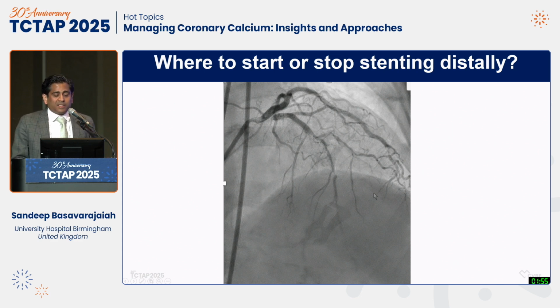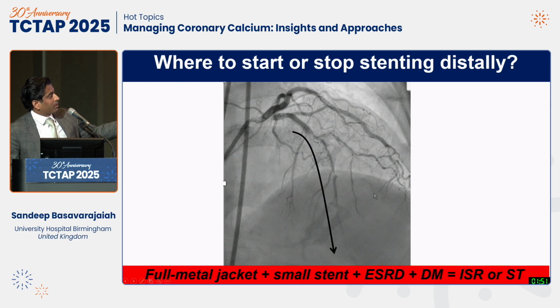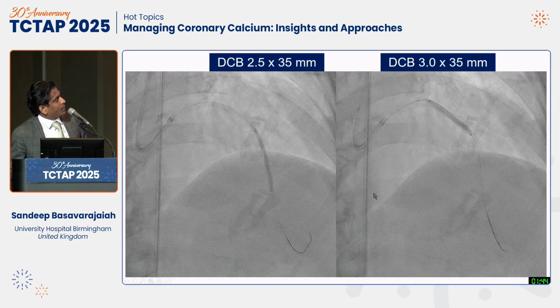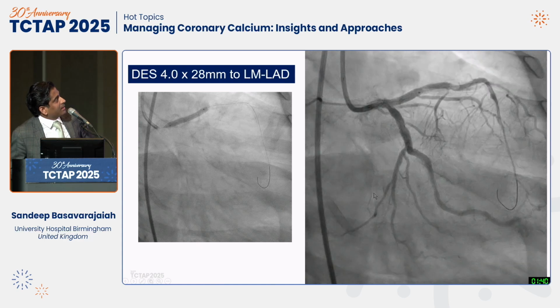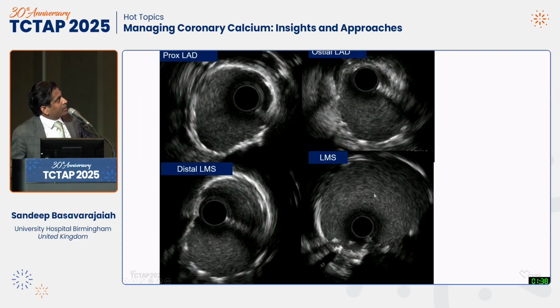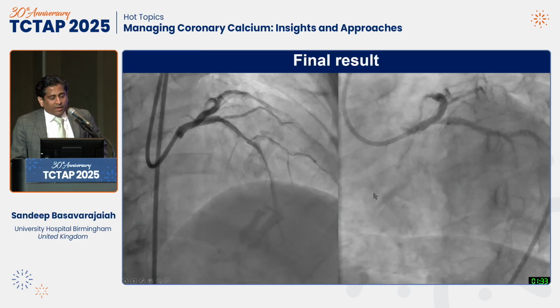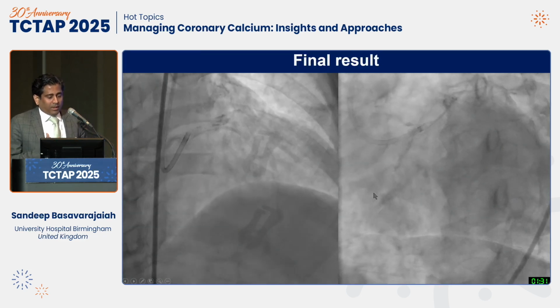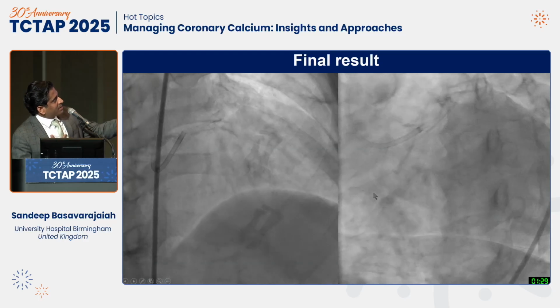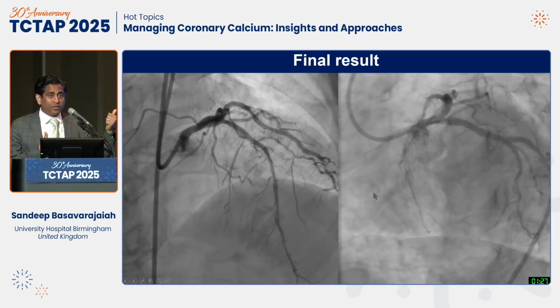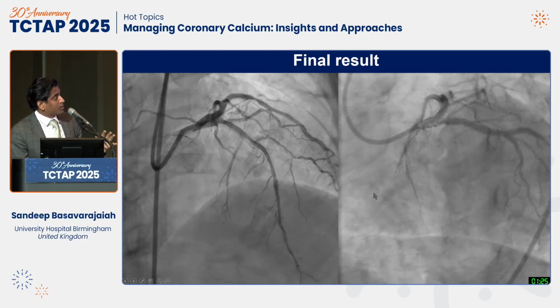So treatment strategy: where would you start and where do you stop here? Because it's diffuse disease, and she's got renal failure and diabetes, a full metal jacket will result in stent failure over time. So we went for a hybrid strategy: we used DCB in the mid and distal LAD, and we placed a stent in the left main to LAD with a good MSA. And this was the final result. Again, it doesn't look great, especially in the mid to distal LAD, but for me, there is flow, ischemia 3, and there is no significant recoil, so I'm happy to accept this.